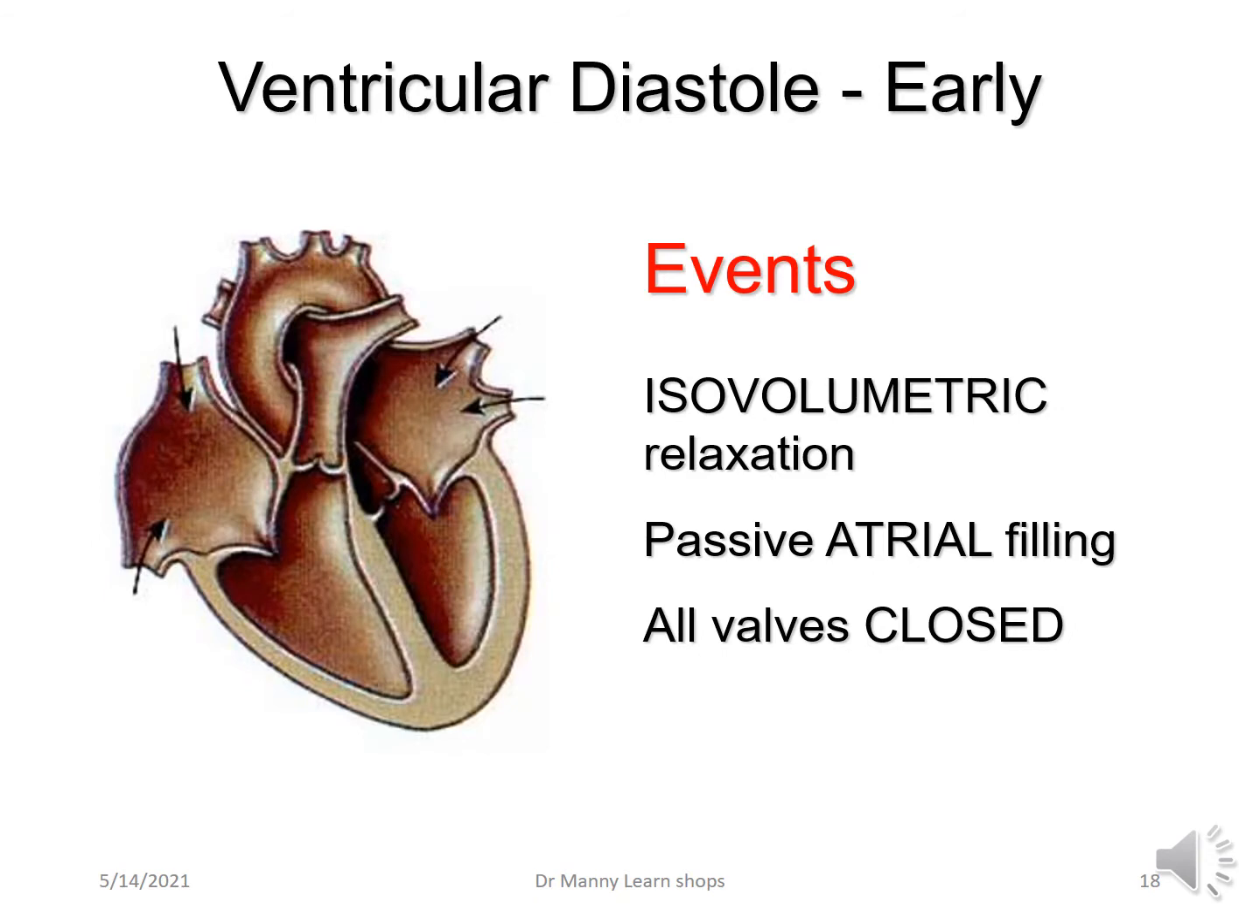Now let's look at it in a little bit more detail, because as we go through this course, especially when we look at invasive hemodynamic monitoring, we need to understand these concepts. You've got ventricular diastole, which can be early. What occurs during this phase is basically isovolumetric relaxation, passive atrial filling, and all the heart valves are closed. The atrioventricular valves are closed and the semilunar valves are closed.